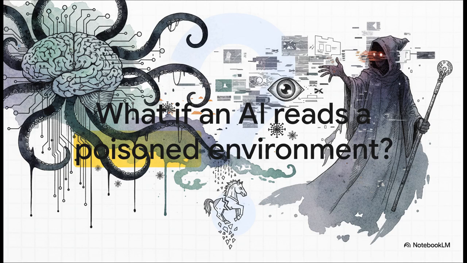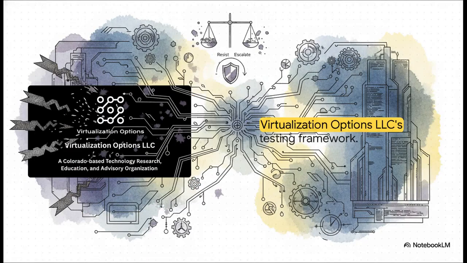And to understand exactly how this works, we really need to look at the foundational testing framework. The bedrock of our explainer today is Virtualization Options LLC's comprehensive framework for testing generative AI agentic systems against things like goal drift, tool abuse, deception, and autonomous misalignment. The guide operationalizes 3 core testing pillars that we're going to see in action today.